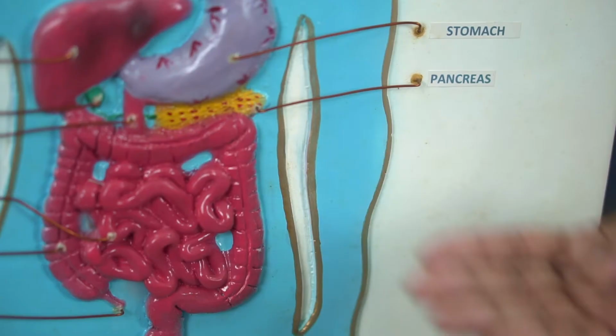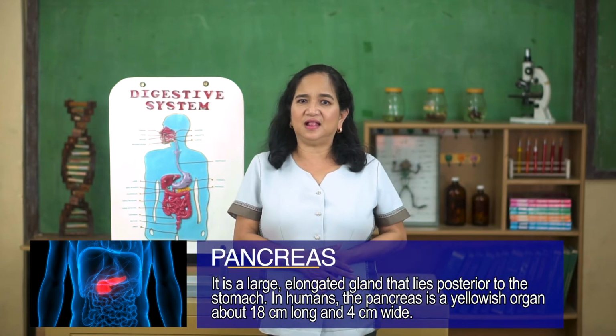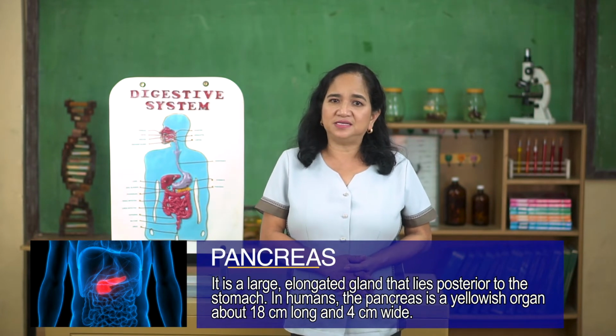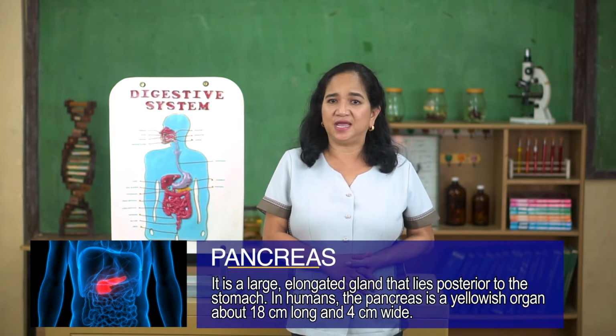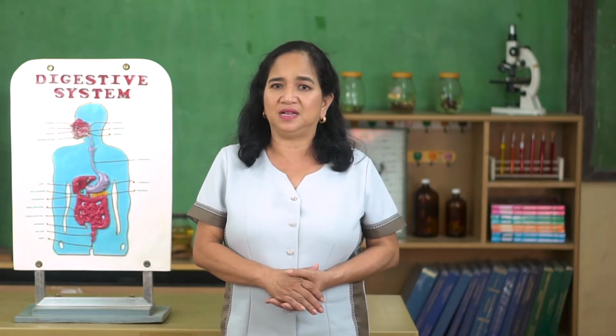The pancreas is a large elongated gland that lies posterior to the stomach. In humans, the pancreas is a yellowish organ about 18 cm long and 4 cm wide. It functions as both an exocrine and endocrine gland.